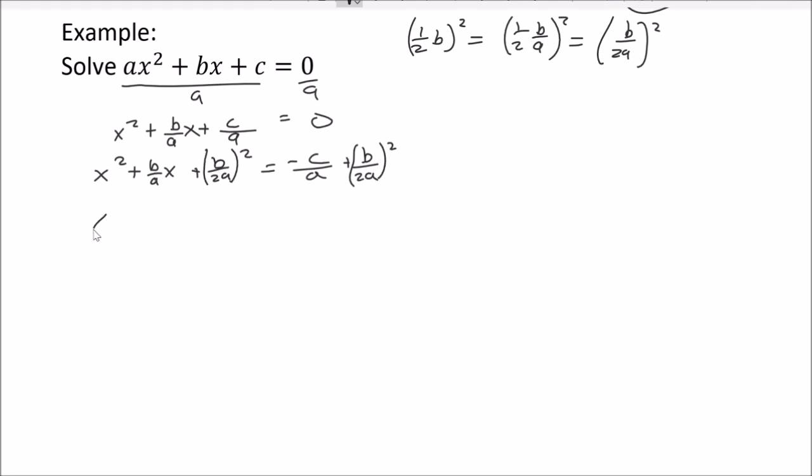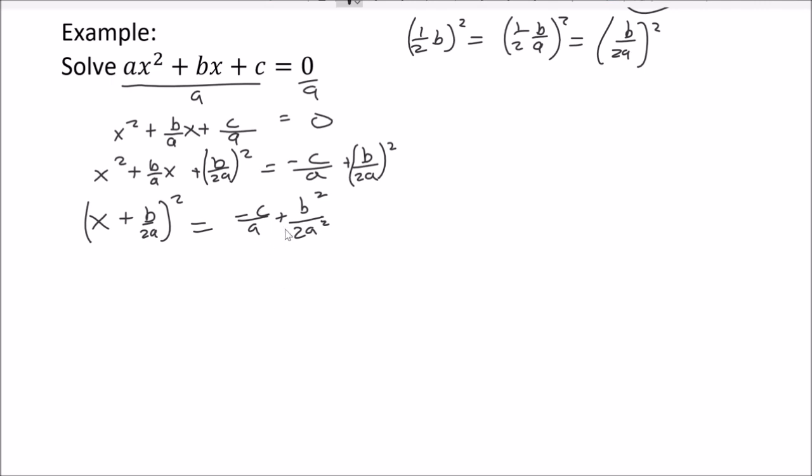Now we can factor. Okay, so I get x plus b over 2a squared equals negative c over a plus b squared over, looks like 2a squared.